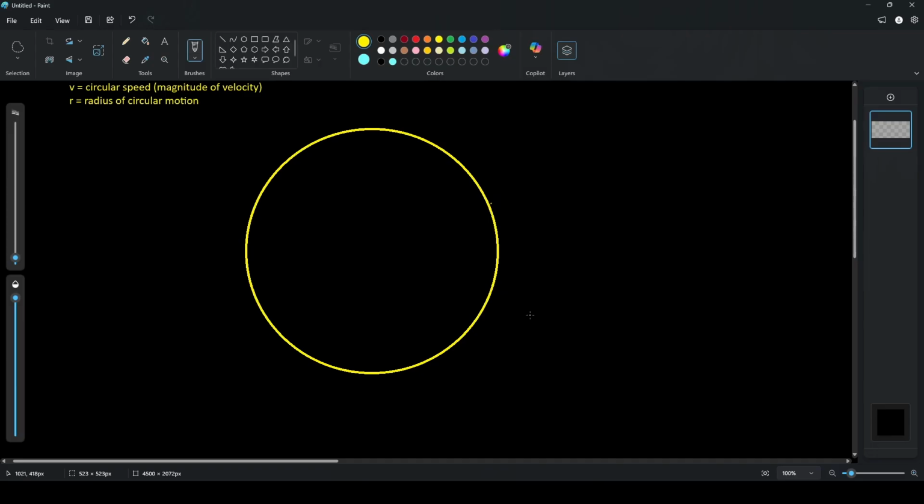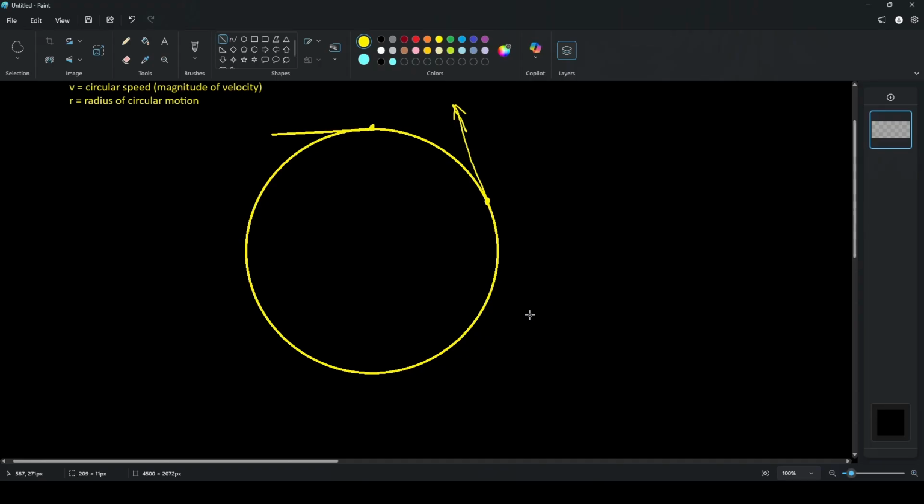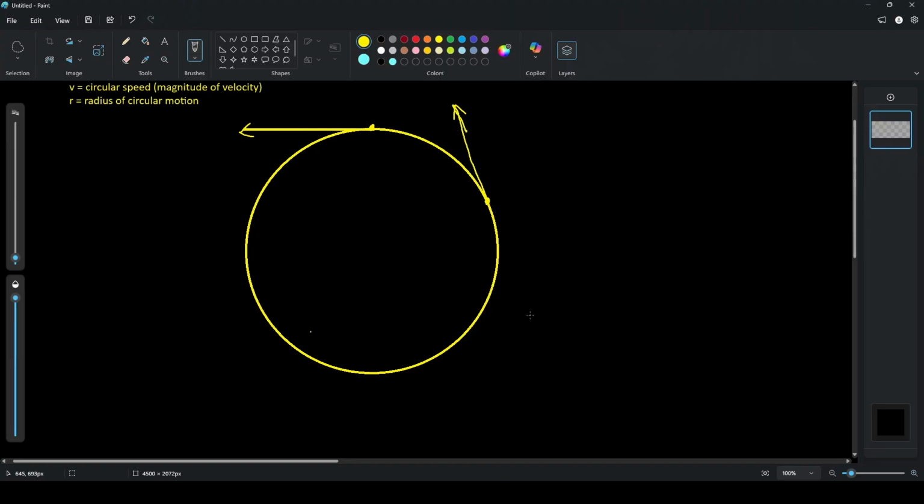Now we have a circle and a particle that's traveling around the circle. At this instant, this particle has a velocity that's pointing this way. And the direction keeps changing at every point. So over here, it will be pointing this way. So over here, it will be pointing to the left, and so on. Since this velocity is constantly changing, it's experiencing an acceleration, because the rate of change in velocity is equal to acceleration.